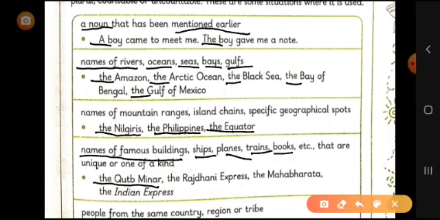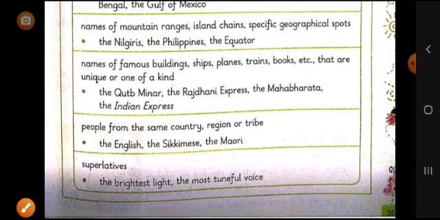the Qutub Minar. It is a famous building and we know there is no Qutub Minar other than this. The Rajdhani Express. It is the name of the train. Then a holy book, the Mahabharat. It is the name of a book. Then the Indian Express. Now these are some places where we use the article the. Let's move on.